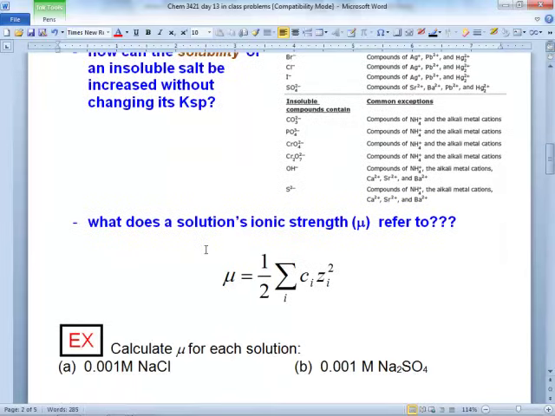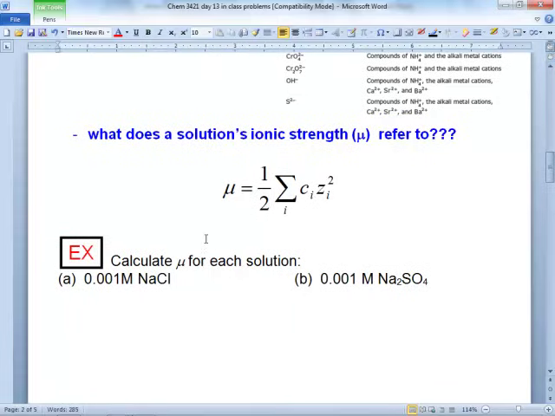And we had to calculate ionic strength of solutions. What was the quick and dirty way of getting ionic strength? If it was a 1-to-1 compound, it was just the concentration, right?